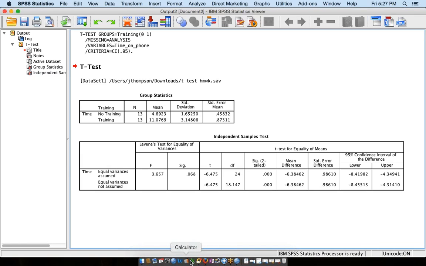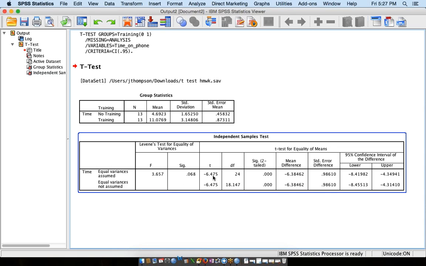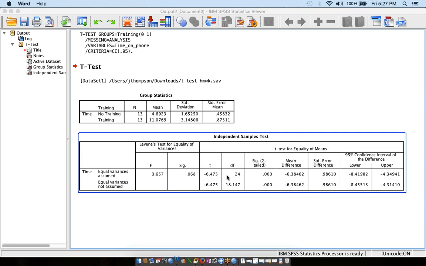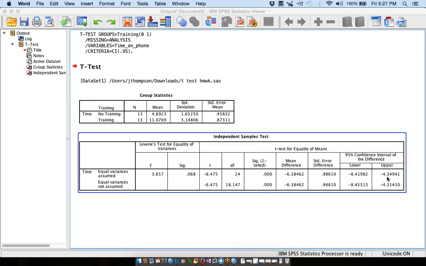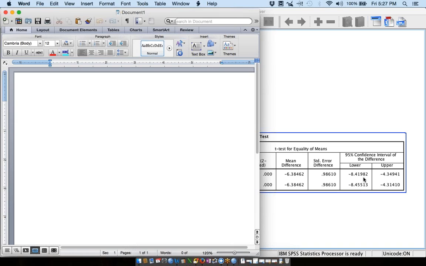Okay, so to write this up, our t-value, remember, we do not use negative t-values. You'll get counted off for that. This would just be 6.48. Our degrees of freedom is 24. Our p-value on the t, which is the significant two-tailed, is less than 0.001. And our confidence interval is from 4.35 to 8.42. And so here's how I'm going to write this up.